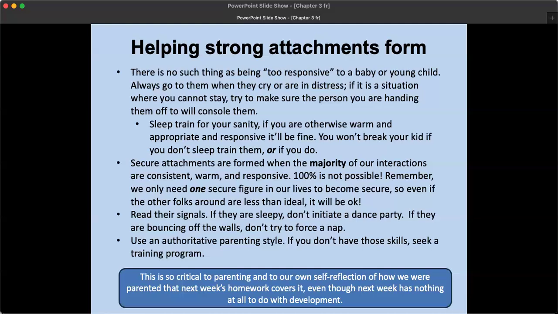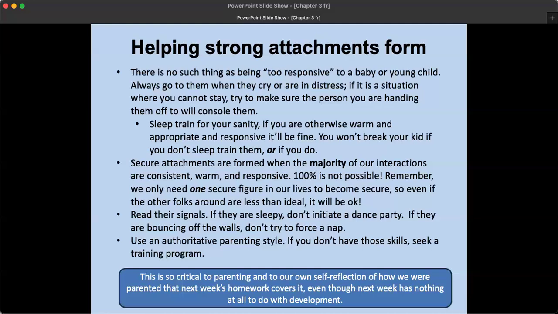Okay. Other tips for helping strong attachments form. Read their signals. If they're sleepy, don't try to play, right? If they're bouncing off the walls, don't try to force them to take a nap. Read their signals, be responsive. The more responsive you are to how they are behaving in any given moment, the more they're going to feel seen and attached to you properly.